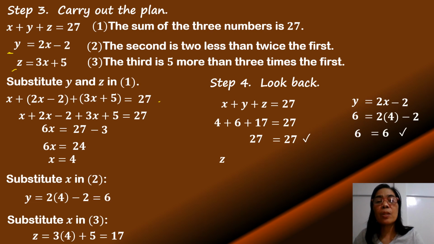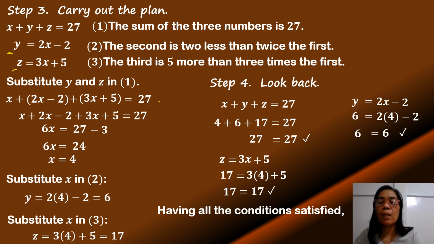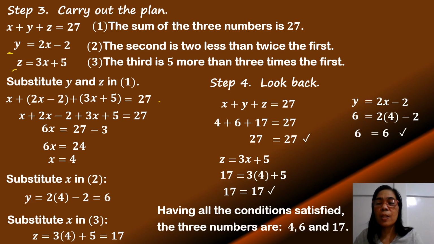The third condition is that z is equal to 3x plus 5. Substituting now values, z is 17, and we try to check if that is equal to 3 times 4 plus 5, and indeed 17 is equal to 17. So, having all the conditions satisfied, we say that the three numbers are 4, 6, and 17.